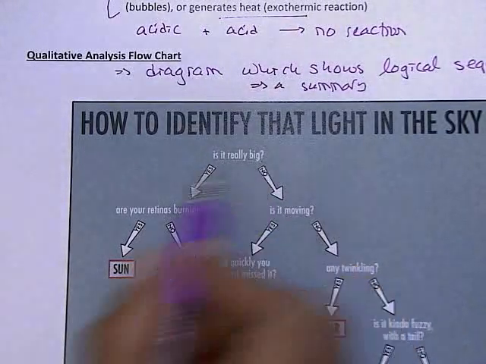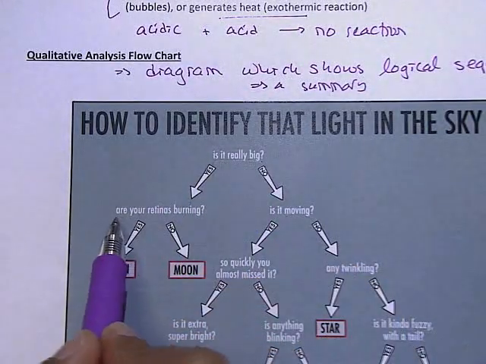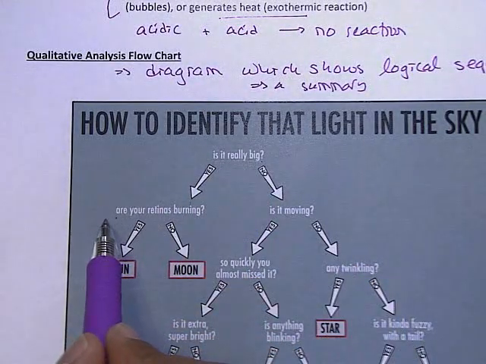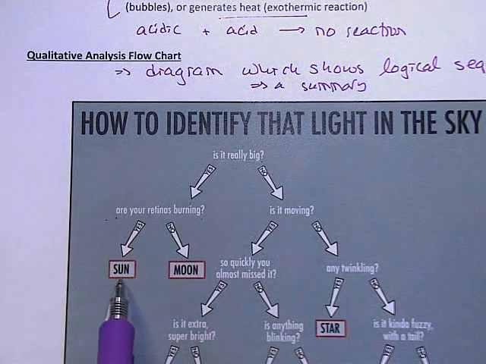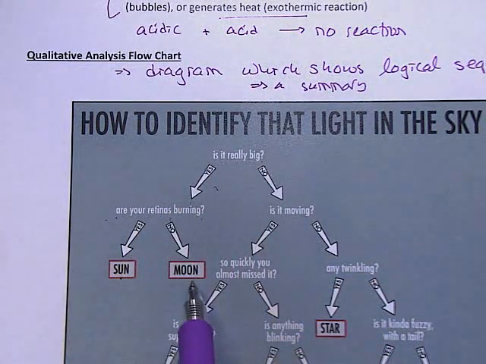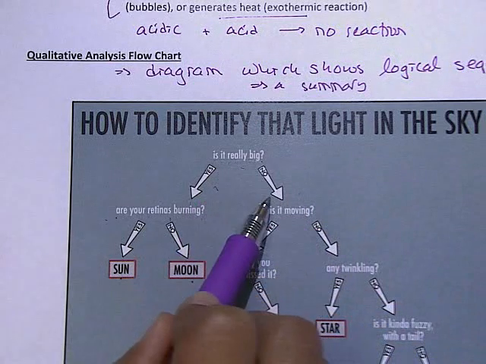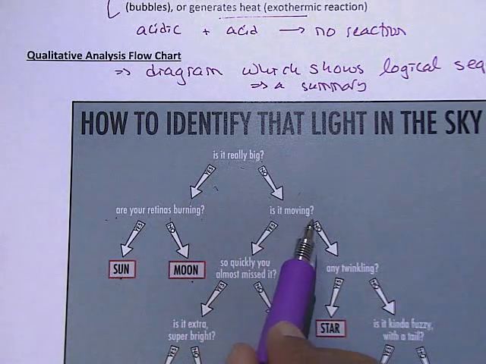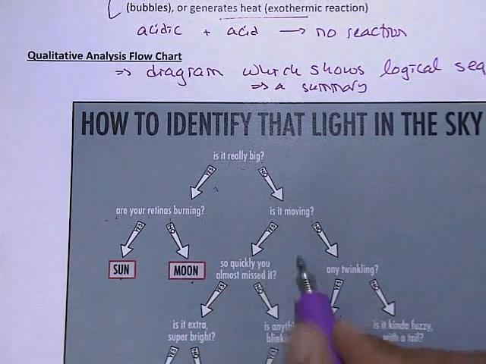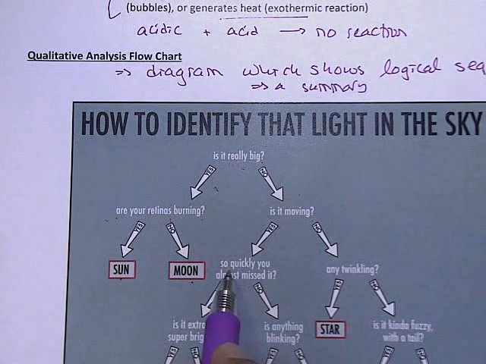First question, is it really big? If you say yes, well, then ask yourself a follow-up question. Are your retinas burning? And if the answer is yes, then it's the sun. If your retinas are not burning, it's the moon. If you answered no to this question, you can ask yourself, is it moving? If you say yes, okay, then ask yourself another question. Is it moving so quickly that you almost missed it?